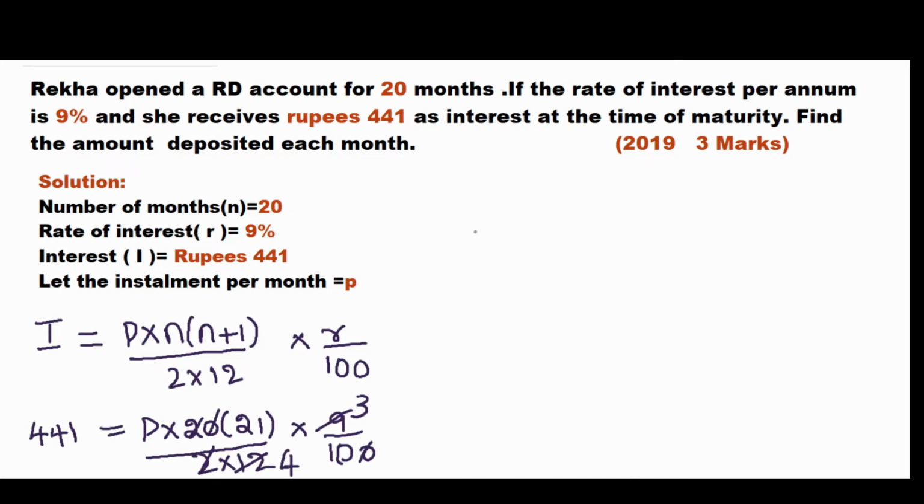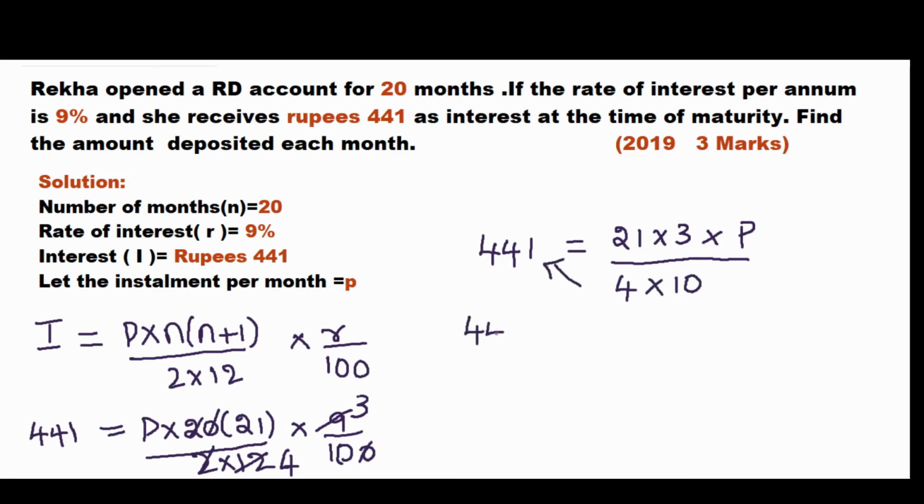Now let's write what's remaining in the problem. 441 is equal to 21 into 3 into p. You can see 21 into 3 into p in the numerator. In the denominator, I have left out with 4 into 10. Let me cross multiply these terms. It becomes 441 into 4 into 10 divided by 21 into 3, which is equal to p. On the substitution, I'll be getting p value as 280 rupees.